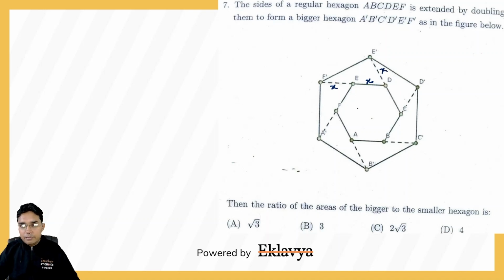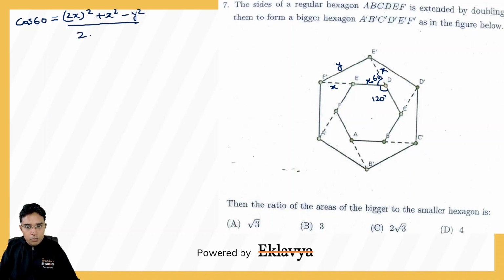And here all by symmetry, I think it is not difficult to conclude that the bigger hexagon will also be a regular hexagon only. Now because we know this angle is 120 degrees, so this angle will be 60 degrees. And this will help us to find this E dash F dash. Let me call this as y. Using cosine rule, cos 60 degrees can be written as 2x whole square plus x square minus y square upon 2 into 2x into x, and cos 60 is 1 by 2.